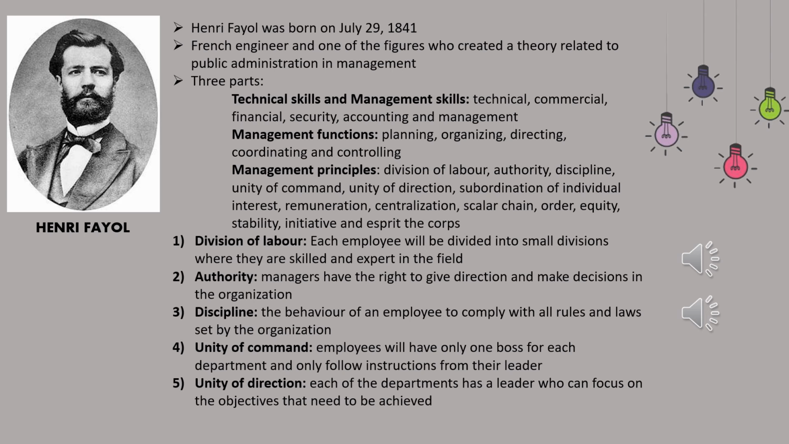Discipline is very important because it can make a person more productive and efficient in doing work. It can also reduce the risk in dealing with lazy or unproductive employees. Number 4, unity of command means employees will have only one boss for each department and only follow instructions from their leader. Number 5 is unity of direction.